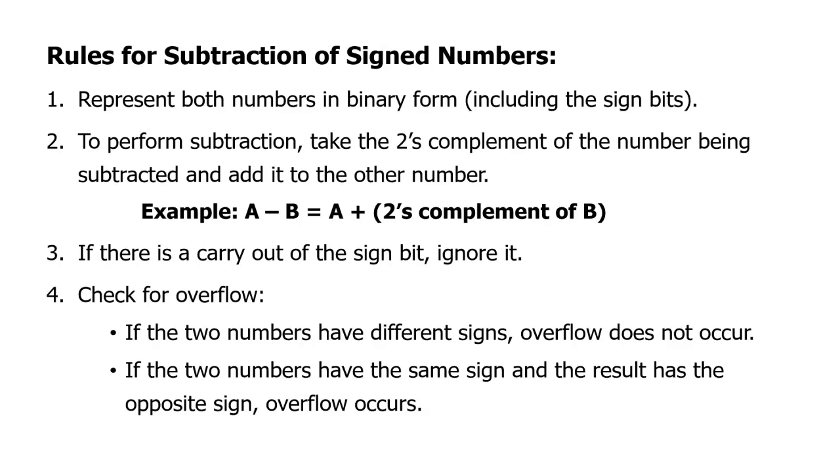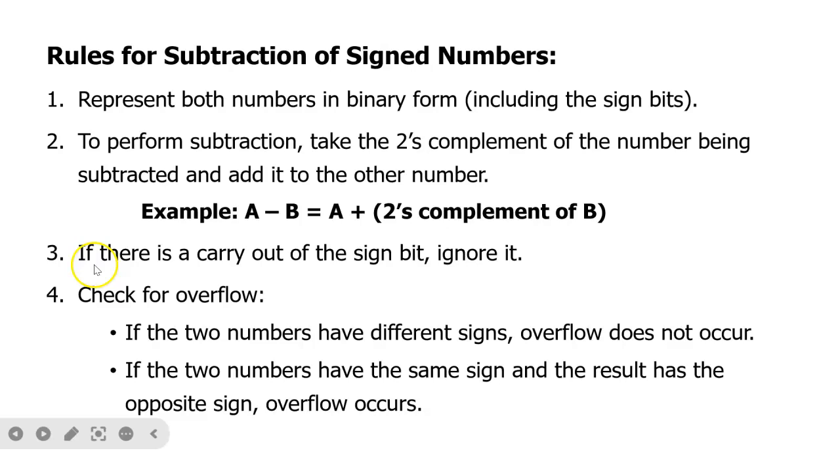In binary arithmetic, the subtraction is performed using the 2's complement method. The first step is to represent both numbers in binary form, including the sign bit. Then we have to take the 2's complement of the number that is being subtracted and add it to the other number. For example, if the operation is A minus B, then the 2's complement of B should be found out, and that should be added up with the other number A. This is how the subtraction is done.